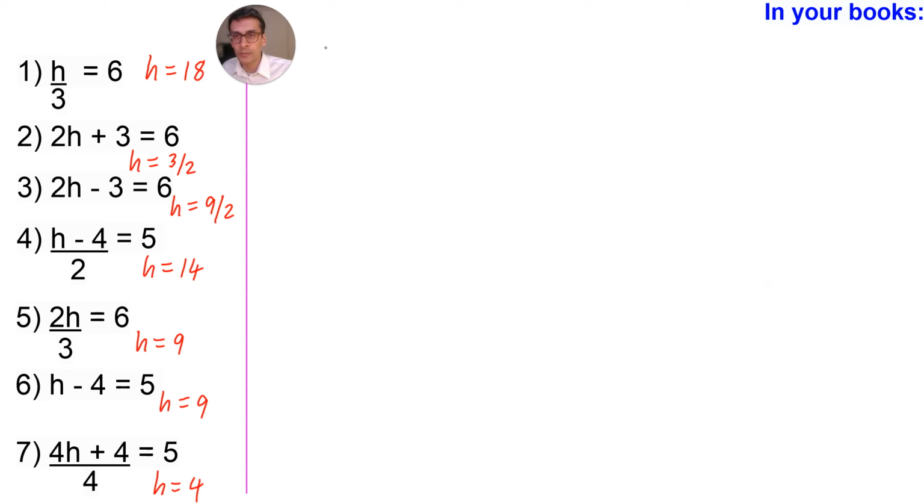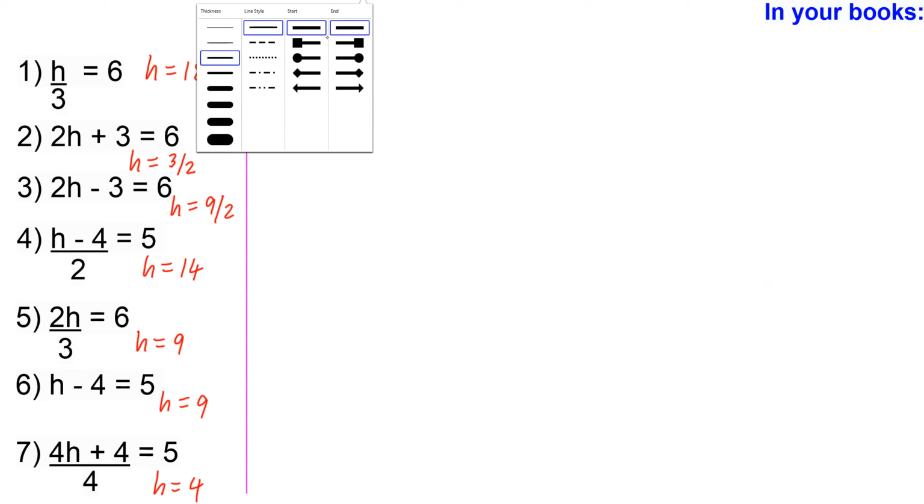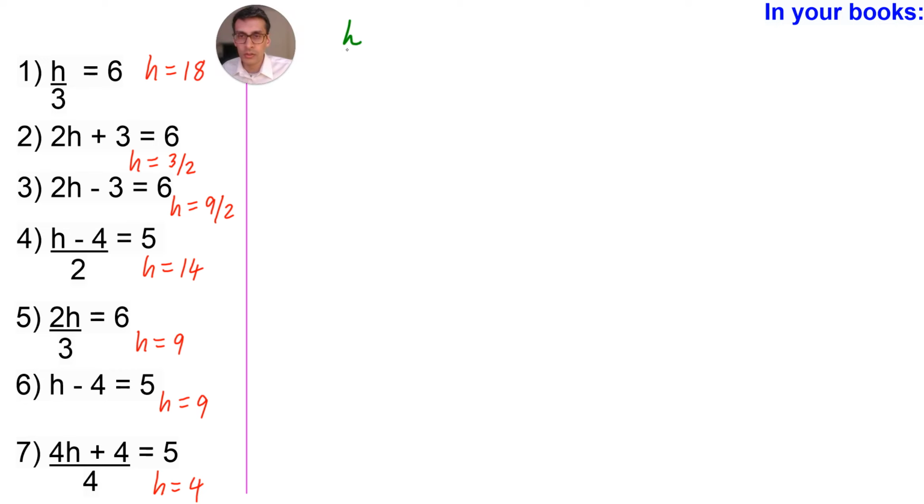So for question 1, we are going to have h over 3 equals 6. We're going to multiply both sides by 3, and that's going to give us h is equal to 6 times 3, which is 18.